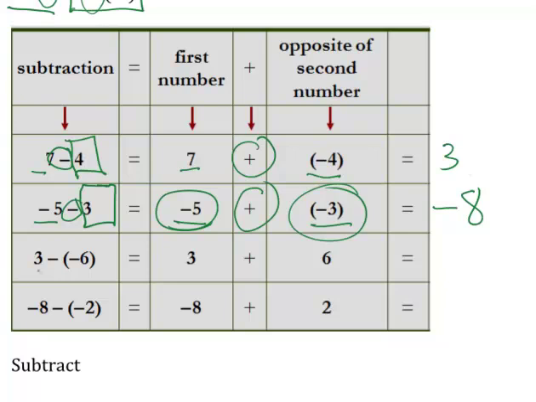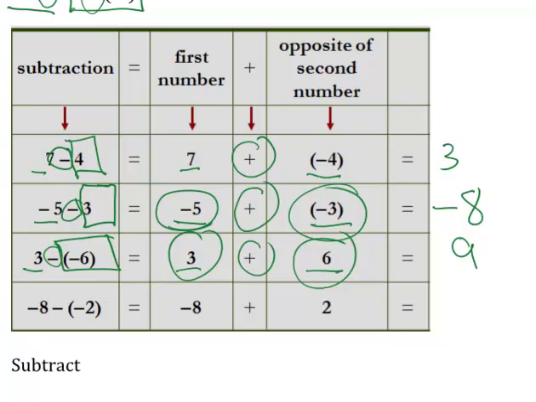Okay, the next one, the first number again doesn't change. It stays a 3. We change our minus sign to a plus. Then I box my second number. If you notice, that second number is a negative 6. Well, the opposite of negative 6 is a positive 6. And so 3 plus 6 is just 9.